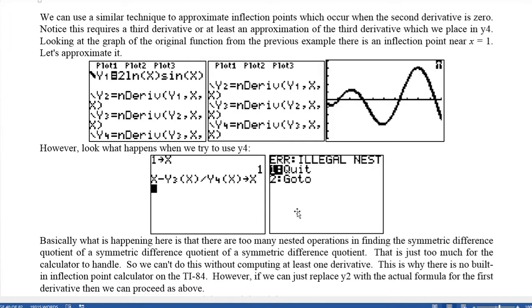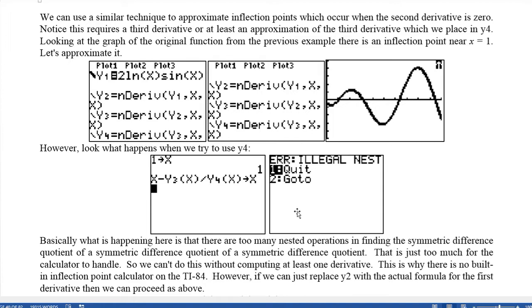Okay. So, well, are we stuck? Sort of. If we don't find a formula for a derivative, yeah, we're stuck. So that's why the calculator does not have a built-in inflection point calculator. Okay, otherwise they could just build this in pretty easily.